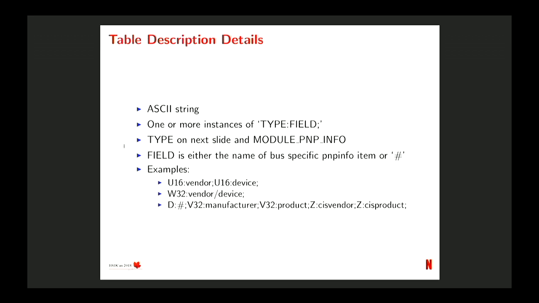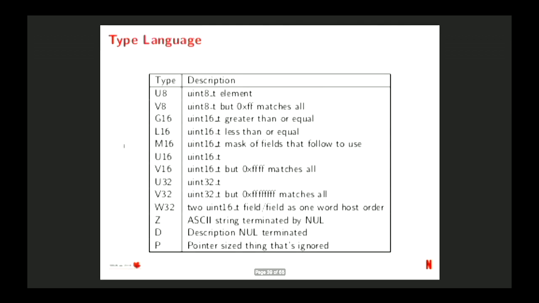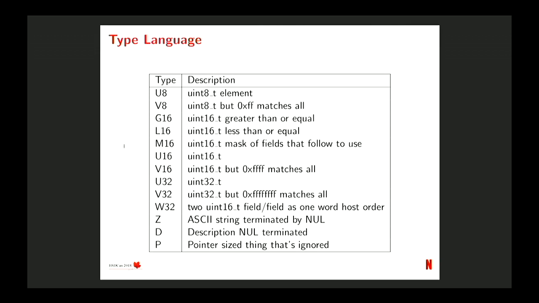I'll get into what some of the cryptic stuff means, but as you might guess, U16 is a 2-byte unsigned quantity that we can pull out, and Z is a string. And the hash sign is just for a comment. It's a placeholder, you have to skip over it to find the information that's needed. I don't want to talk about all of these fields. You can read the slide.